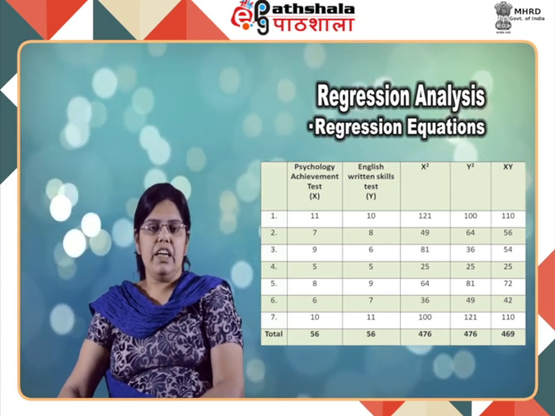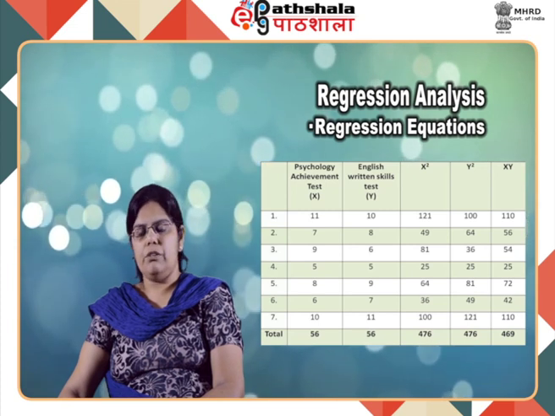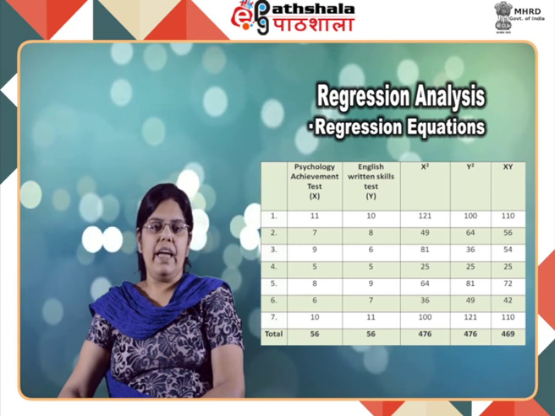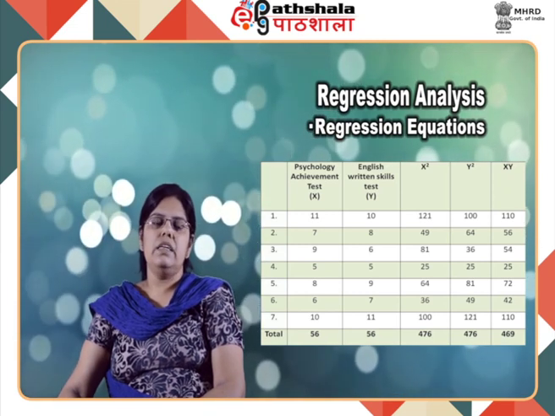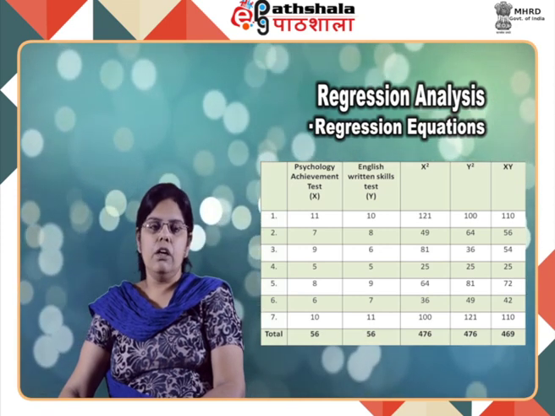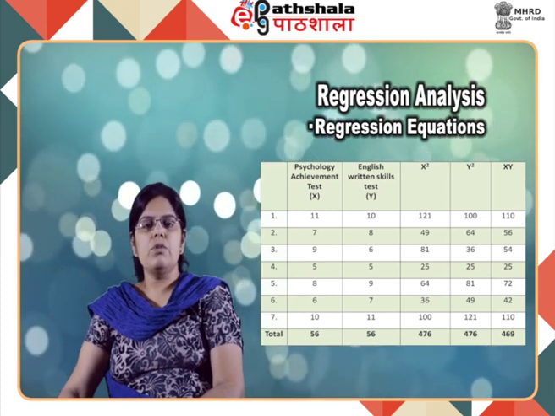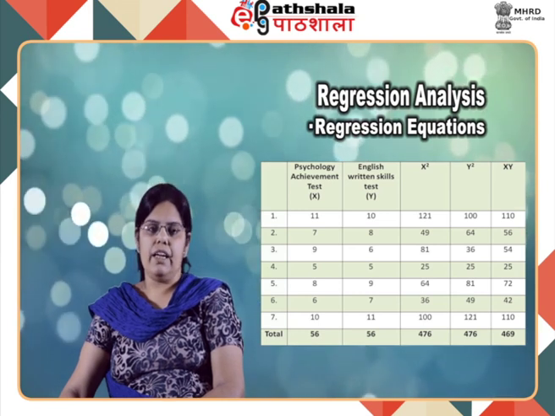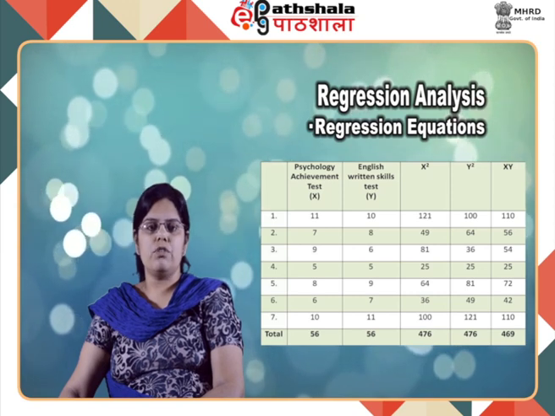The values of a and b are calculated from simple algebraic calculations using the formulas Σy = na + bΣx and Σxy = aΣx + bΣx². From these two equations, we can compute the most probable values of x for the given values of y or the most probable values of y for the given values of x.